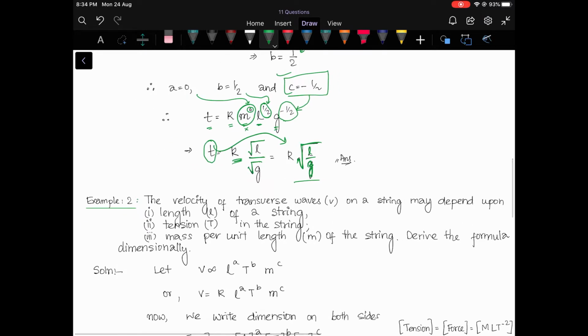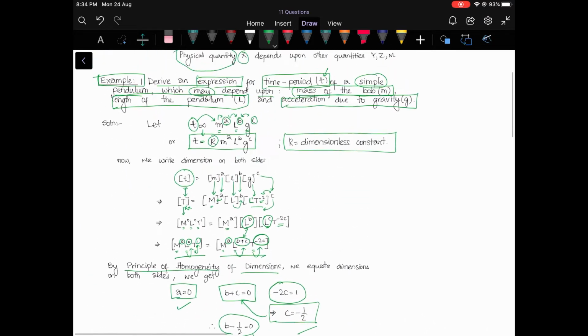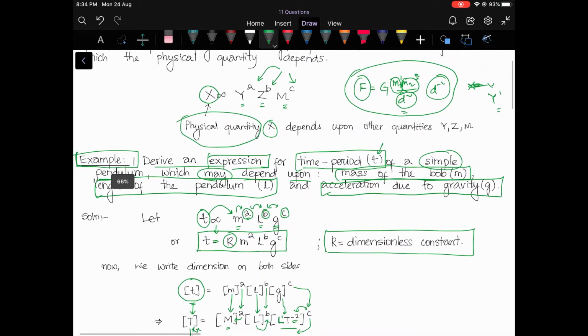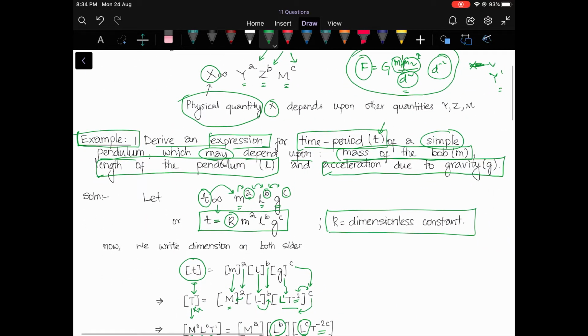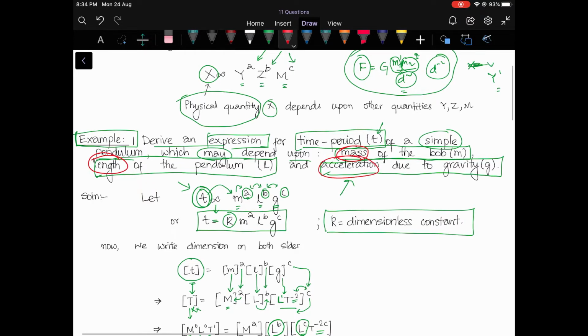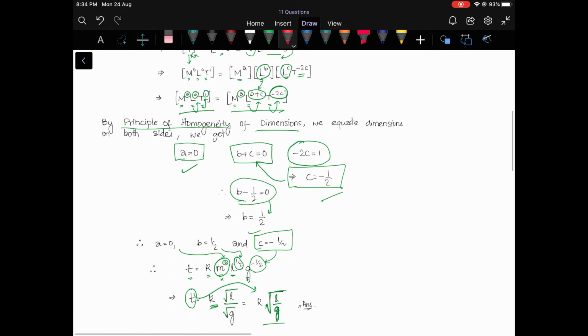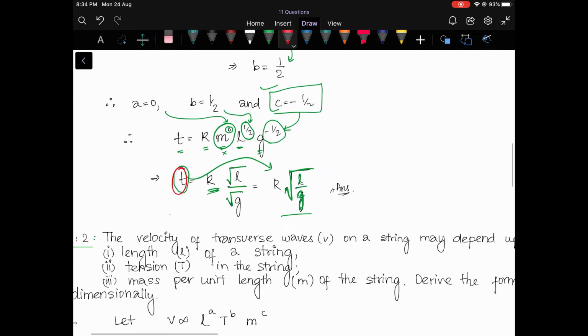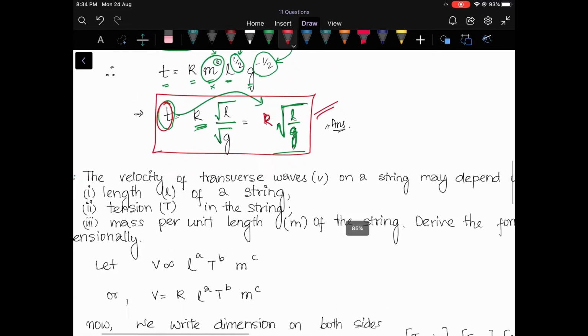So this is the method you are going to follow whenever you derive the relation. But for that, what you need to remember is that you must know what a given physical quantity, like the time period here in this case, depends upon. In this question, they've clearly mentioned the time period depends upon the mass of the bob, the length of the bob, and acceleration due to gravity. But somehow we have seen that this time period does not depend on the mass, so that's quite alright. And we have got this relation here.